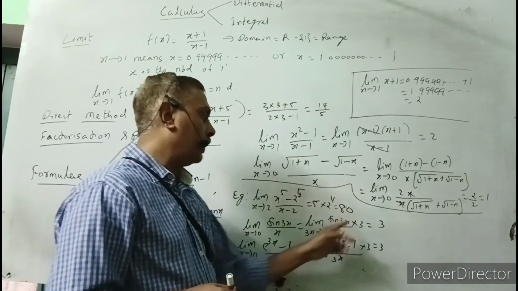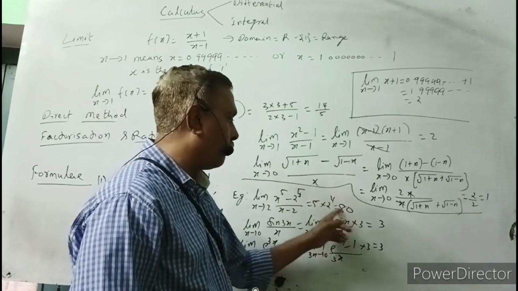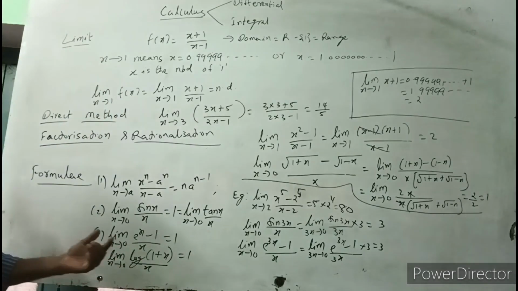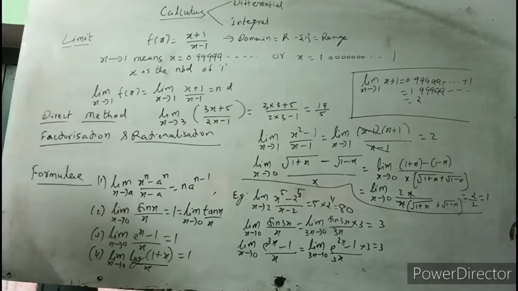So all the problems are eliminated. So this part is going to 1. So the result is 1 into 3. Similarly, the next result is for e raised to x.